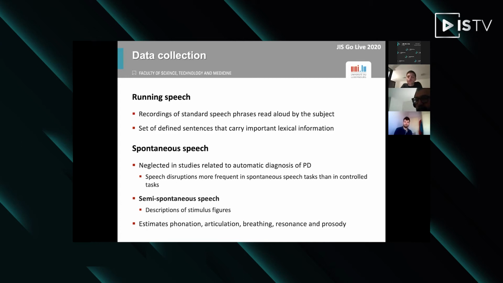It was actually shown that speech disruptions are more frequent in spontaneous speech tasks than in the control tasks, and that patients can adjust very well when they have some repeated tasks to do and can perform much better than in the spontaneous speech. Another possibility would be to have semi-spontaneous speech tasks where the participants are given some stimulus either by figures or images or by some stories, and then they have to give feedback in their own words to this stimulus. And in this way, articulation, breathing, resonance, or prosody can be estimated.